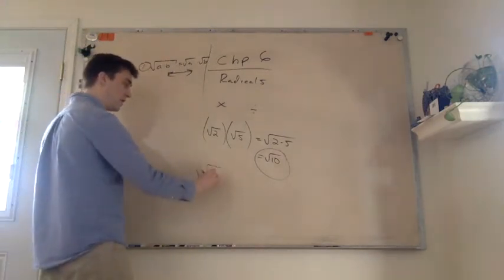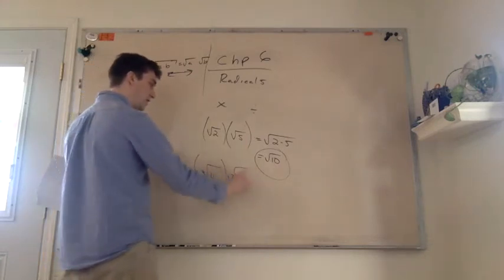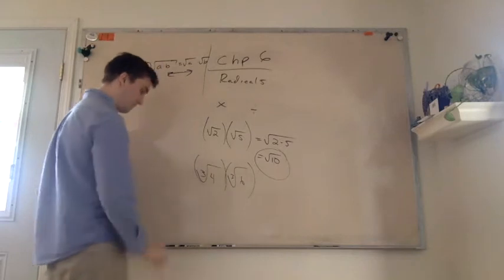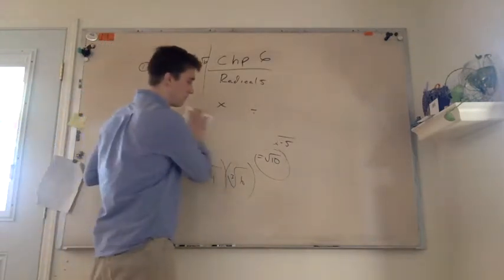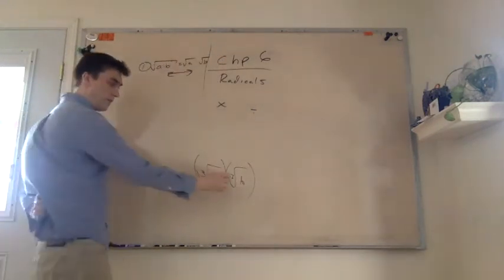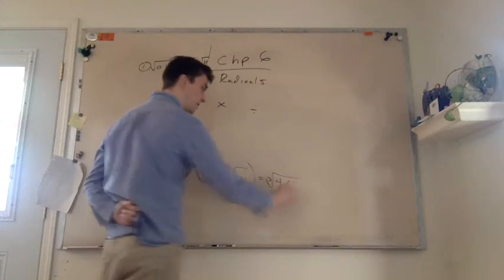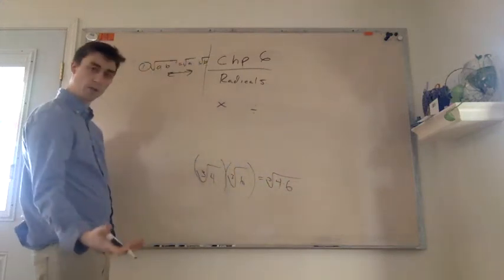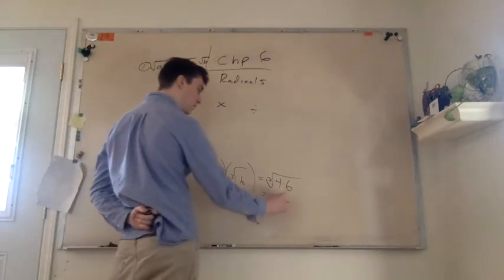Works the same way with cube roots. Say the cube root of 4 multiplied by the cube root of 6. Well, that would be the cube root of 4 times 6. So that's how it goes. 4 times 6 is 24. So this is the cube root of 24.